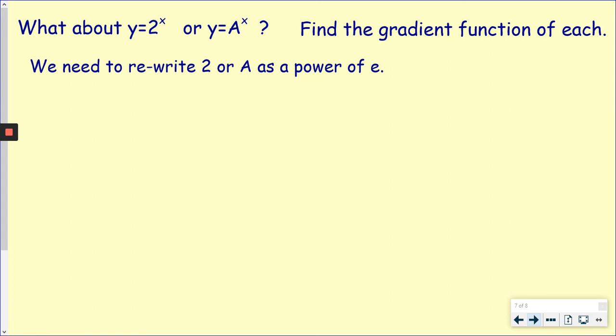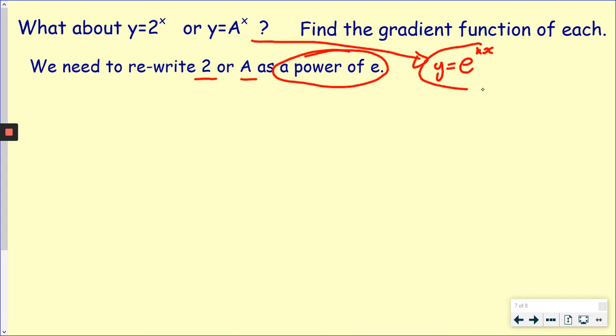So what about y equals 2 to the x or y equals a to the x? We only know how to differentiate y equals e to the something x, kx. Well, what we need to do is rewrite 2 or a or whatever value it is as a power of e. If we can convert these things into this, then we can differentiate it. So let's have a go. Start with y equals 2 to the x.